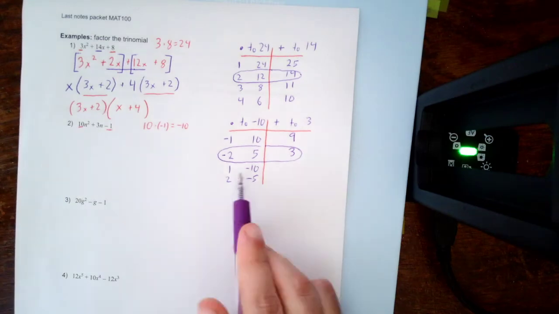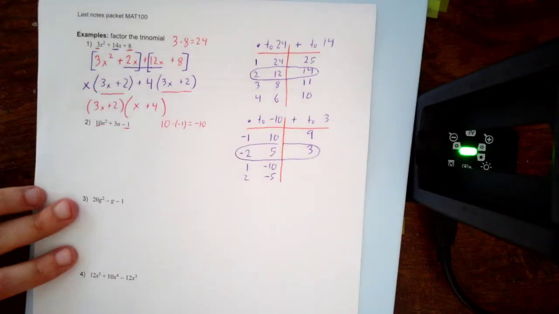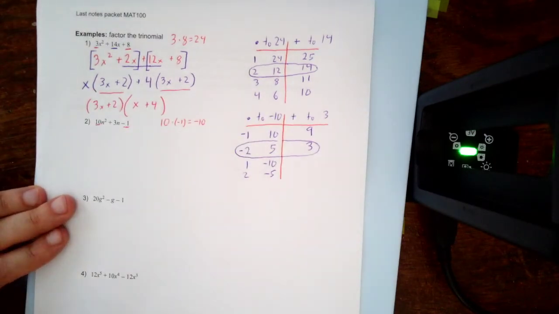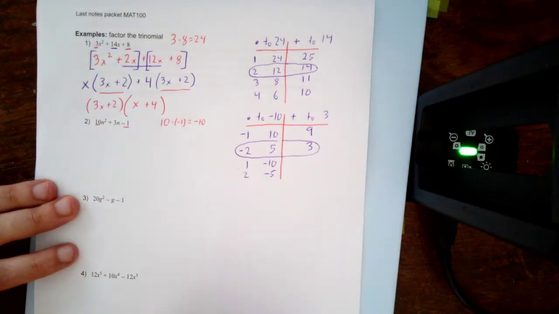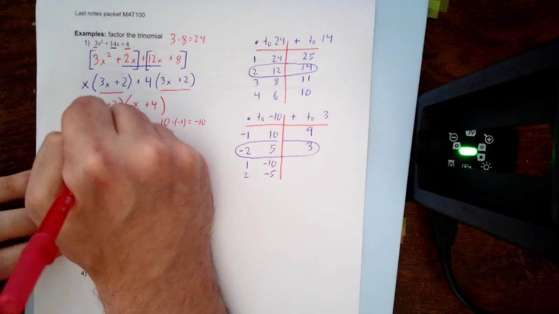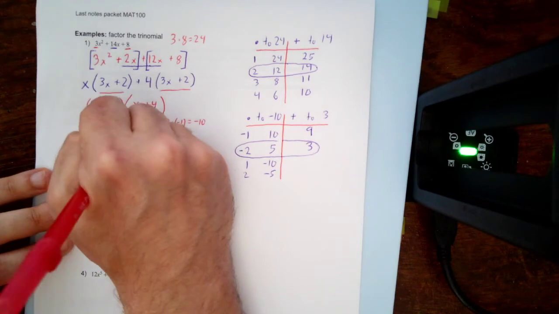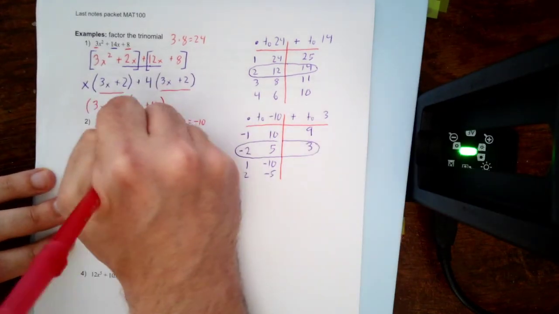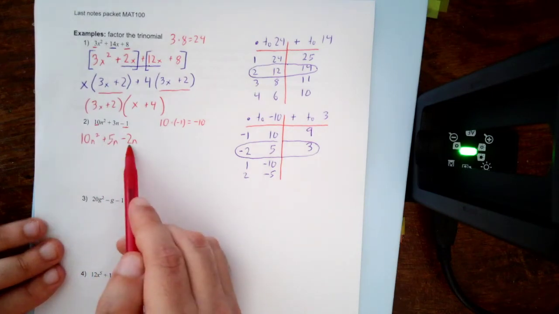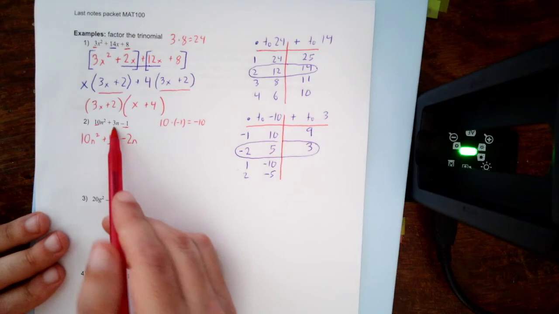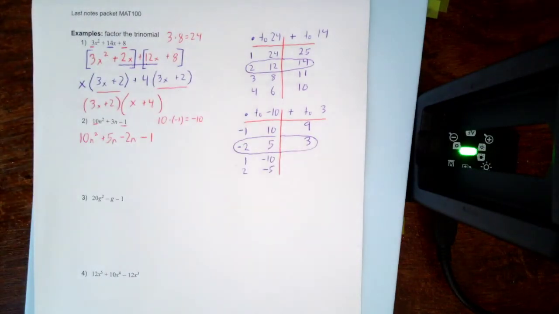Now, when I write these numbers, I can put them in either order. So I'm going to flip-flop them for this example. You don't need to, but I'm going to for a specific reason. I want to show something that's going to happen. So if I write 10n squared plus 5n minus 2n, right? I split the 3n into plus 5 and minus 2. It still is the same value, but I've split it. And then I have the minus 1 on the end.